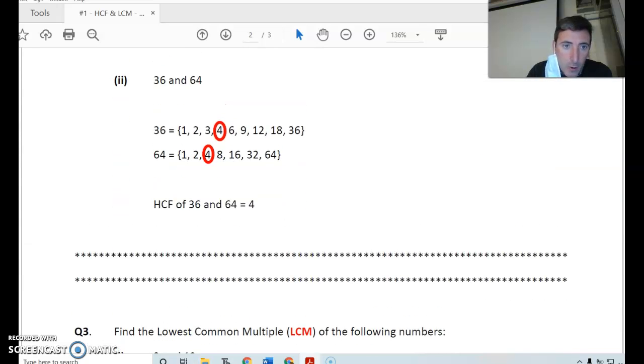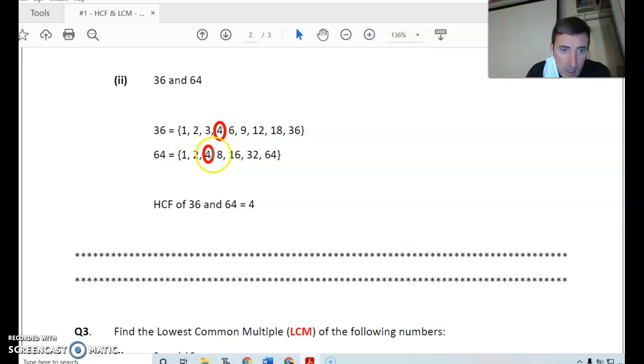36 and 64. The first thing you must do is ask yourself, what are the factors of 36? 1 divides into 36 times, 2 goes in 18 times, 3 goes in 12 times, 4 goes in 9 times, 6 goes in 6 times, 9 goes in 4 times, and we're starting to get back to the factor pairs here: 1 by 36, 2 by 18, 3 by 12, 4 by 9, and 6 by 6.